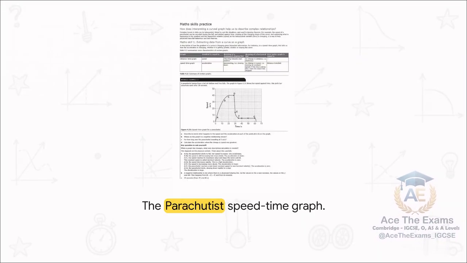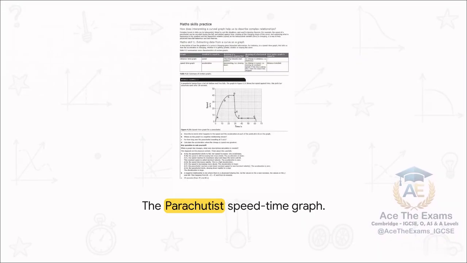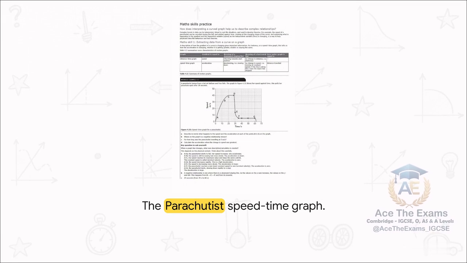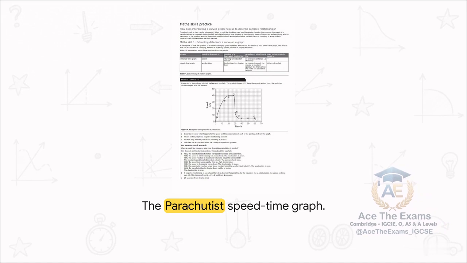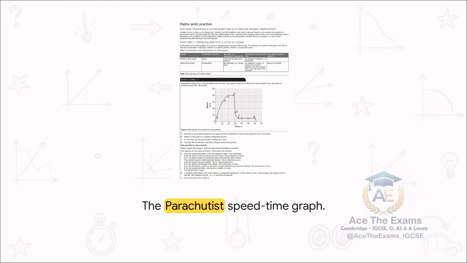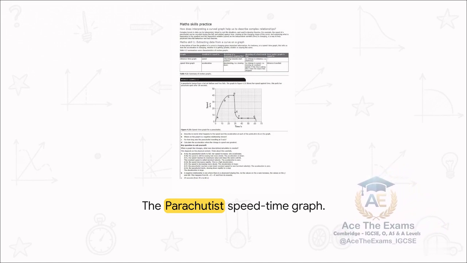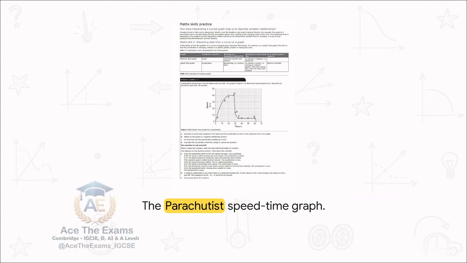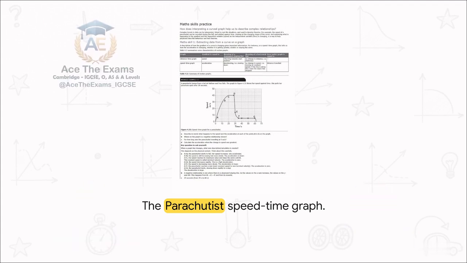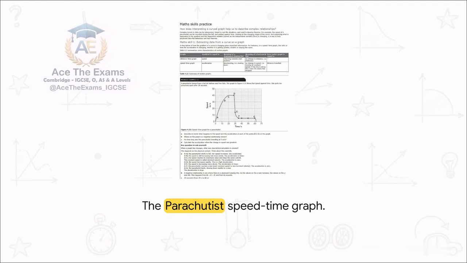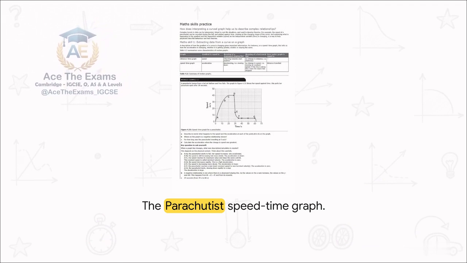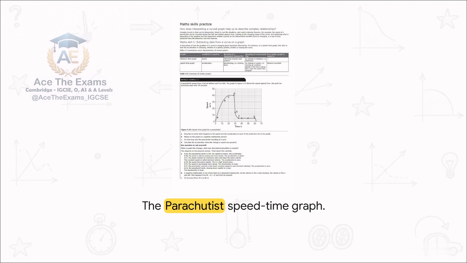Let's actually look at how this plays out in a real Cambridge-style scenario. We've got the absolute classic here, the parachutist speed time graph. Notice how it isn't just a simple straight line. The curve dramatically changes shape over the 70-second fall. It sweeps up, flattens out, drops sharply, and then flattens out again. Every single bend in this line represents a massive shift in the actual physical forces acting on the parachutist.